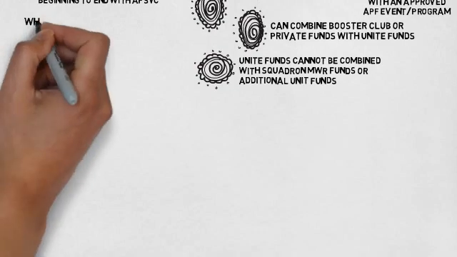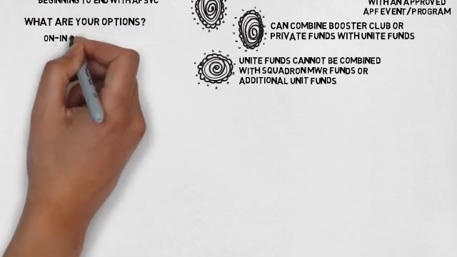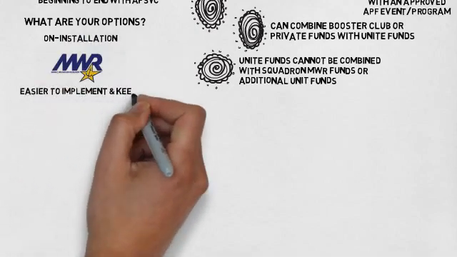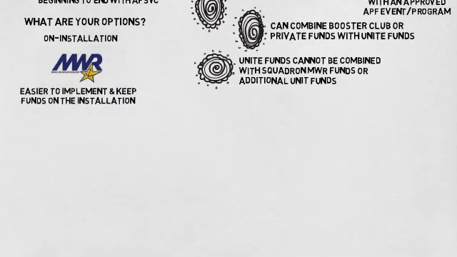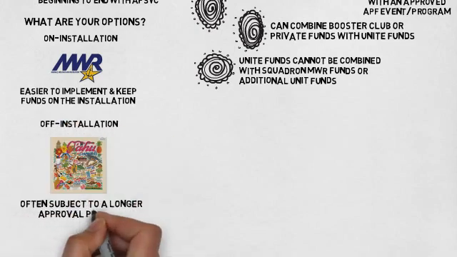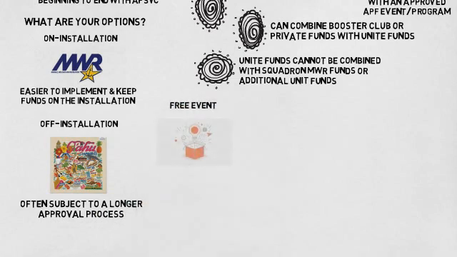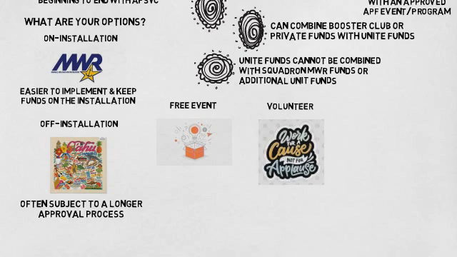You have numerous options when planning your event. You can plan an on-installation event. These are easier to implement and keep funds on installation. You can plan an off-installation event. These are often subject to a longer approval process. You can host a free event. We encourage you to think outside the box. You can also host a volunteer event. Charitable work provides a cost-effective team-building activity that allows co-workers to see each other in a new light while making a difference in the community.